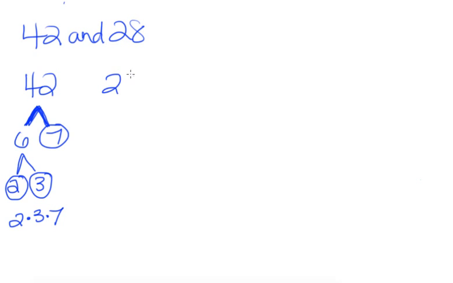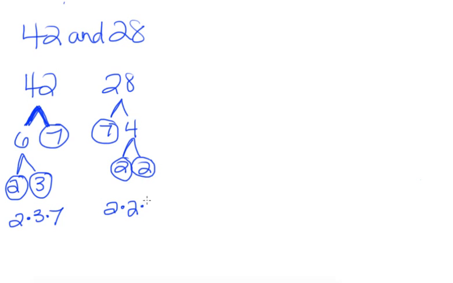And let's do the prime factorization of 28. I know that 7 times 4 is 28. 7's prime. And 2 times 2 equals 4. Circle 2, circle 2. So the prime factorization of 28 is 2 times 2 times 7. All right. So we found the prime factorization of both numbers.